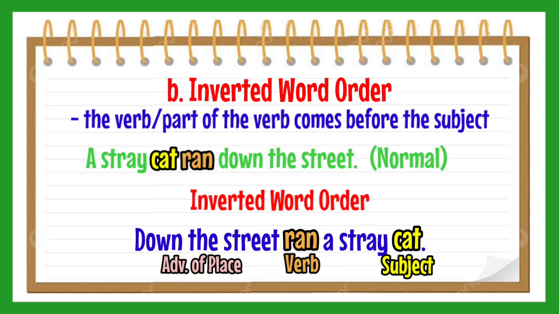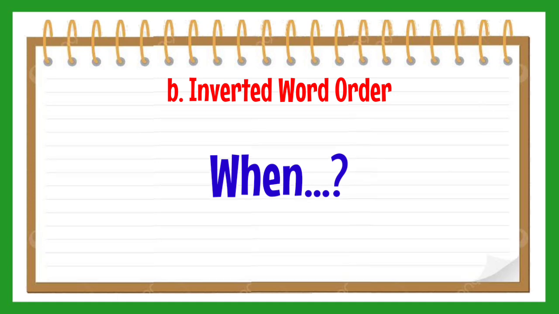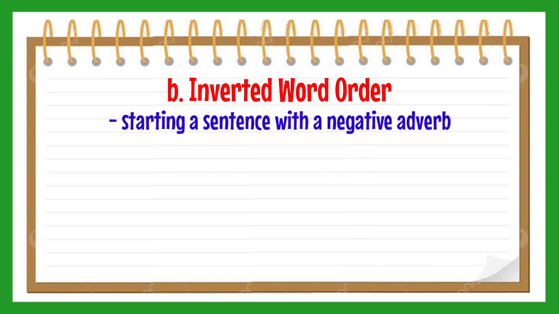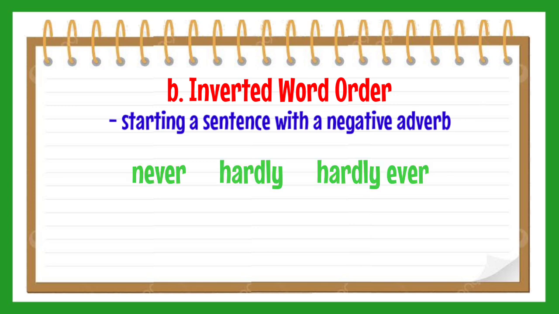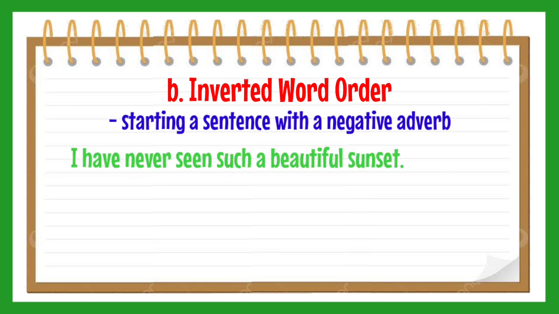Okay? Now, the question is, when can we use the inverted word order of the sentence? Inverted word order is often used in, first, starting a sentence with a negative adverb. What are some examples of negative adverbs? These are never, hardly, hardly ever, seldom, scarcely, barely, and rarely. For example, I have never seen such a beautiful sunset.